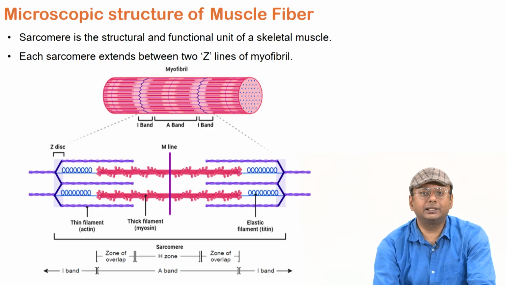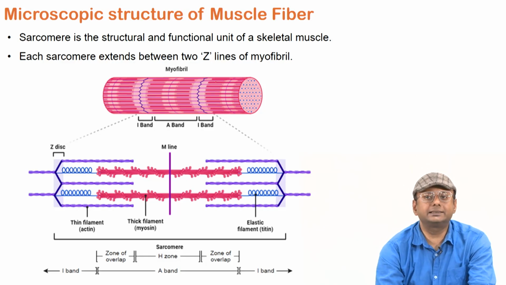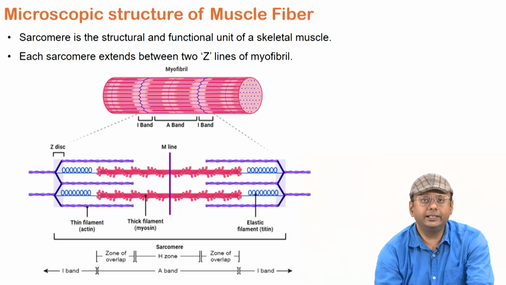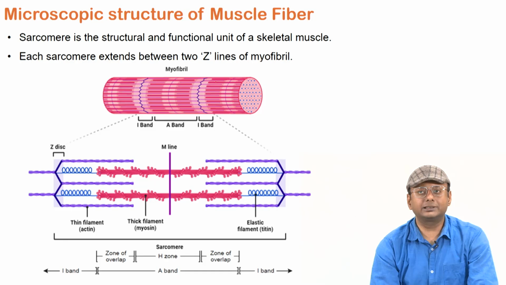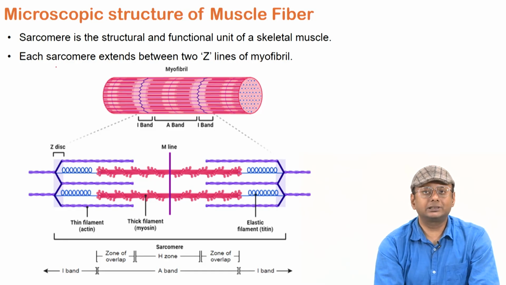Now, as we are discussing the Z disc and M line, what are these? Basically, if we check the microscopic structure of the muscle fiber, the sarcomere is generally called the unit cell or the functional unit of the skeletal muscle. So the functional unit of the skeletal muscle is the sarcomere. This is basically the structure of a sarcomere.